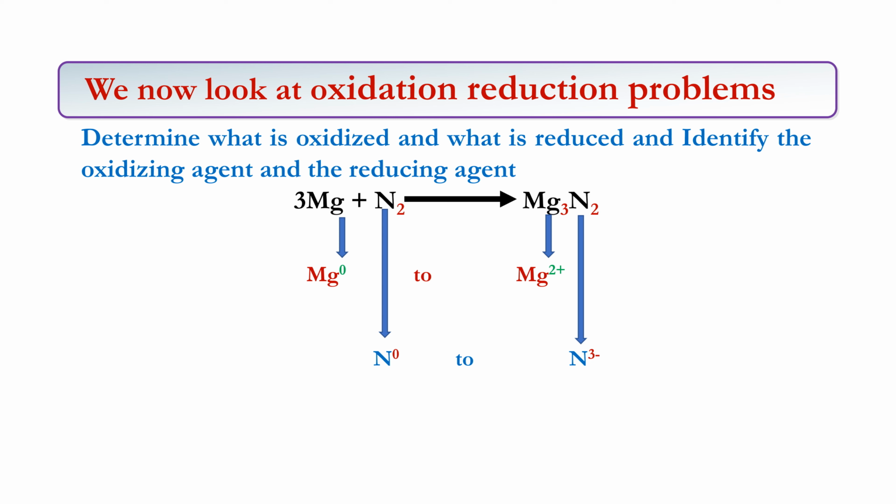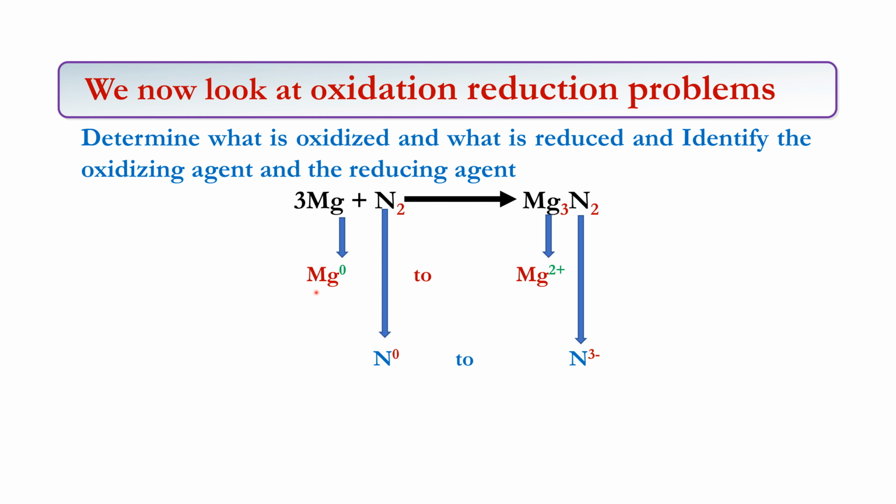We now look at oxidation reduction problems. If you are asked to identify the oxidizing agent and reducing agent and to determine what is oxidized and what is reduced, you start by assigning oxidation numbers to each element. Here, magnesium has oxidation number 0, nitrogen has oxidation number 0. In this compound, magnesium has oxidation number +2 and nitrogen has oxidation number -3.